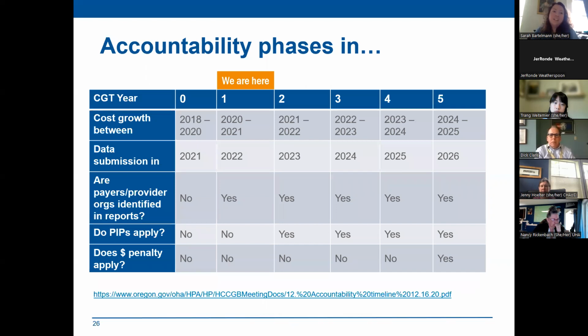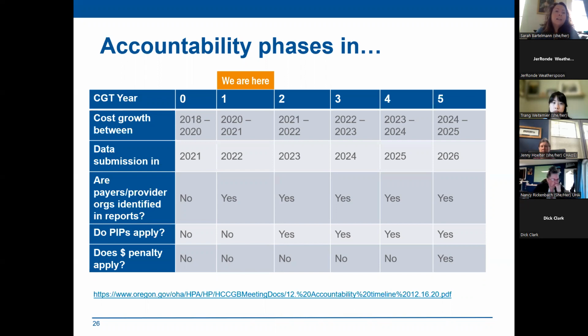Our first year of cost growth target performance, where the cost growth target applies, is looking at cost growth between 2020 and 2021. The data for that performance period will be collected later this fall. Payers and providers will be reported publicly when we report publicly, likely in early to mid 2023. But performance improvement plans and financial penalties don't apply in this next cycle.